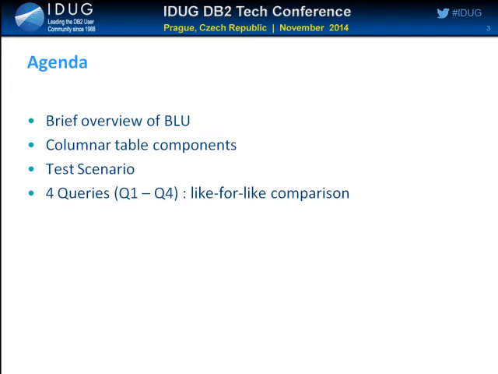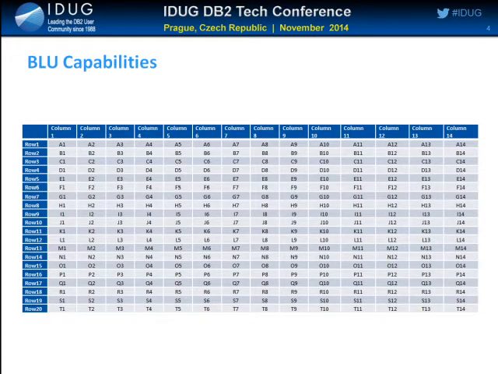So that's my agenda. I will do a very brief couple of slides, very, very simple, on what BLU is. We'll look at the components. I'll outline the test scenario that I put together, and basically I just got 4 queries, named Q1 to Q4, and it's a like-for-like comparison. I'm trying to run it against a purely row-based scenario and then against a mixed workload, same structures, same data, and try and compare the metrics and see where the performance issues might be. So, like I say, very, very simple.